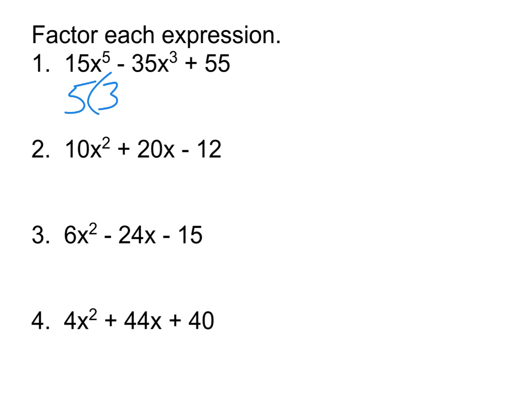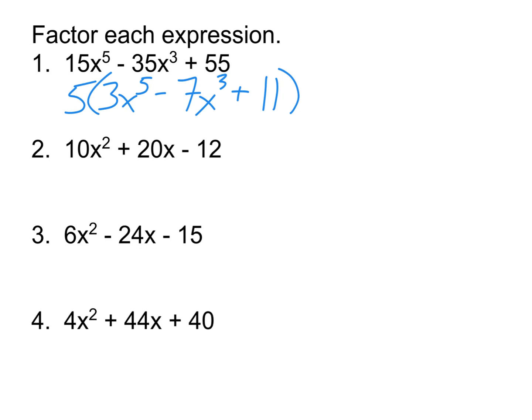15 divided by 5 is 3, so that gives us 3x to the 5th. Notice the x to the 5th doesn't change because we aren't doing anything with x's. We aren't pulling out x's or anything like that. 35 divided by 5 is 7, so that's going to be 7x cubed. Plus, then 55 divided by 5 is 11.